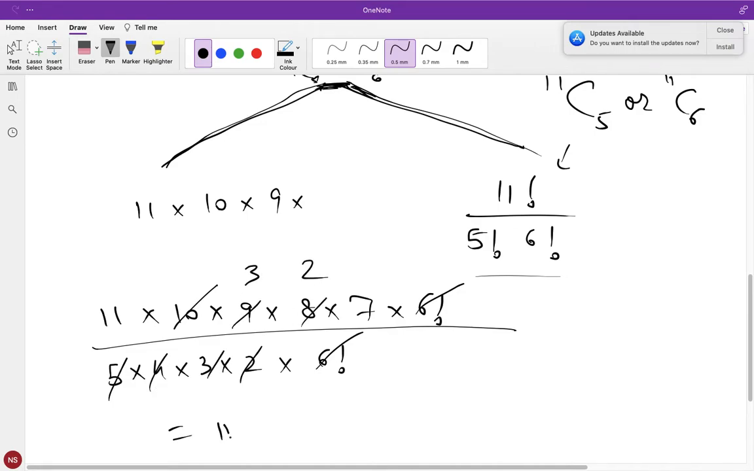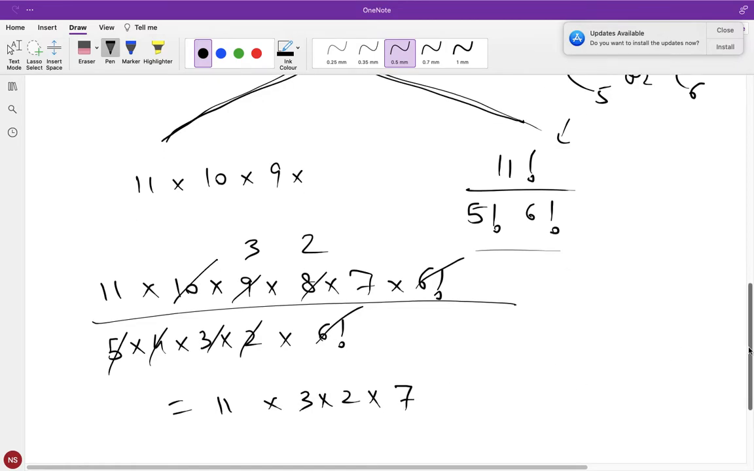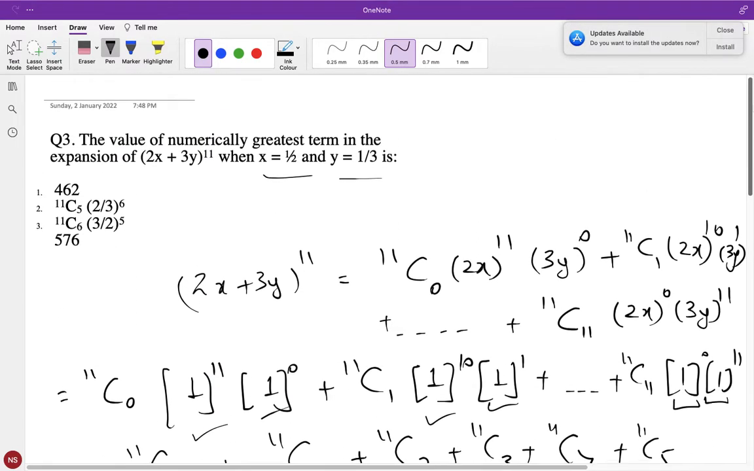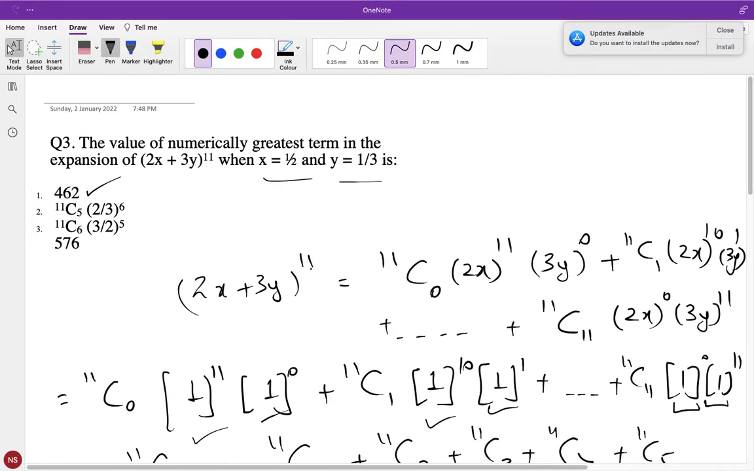So what am I left with? 11 times 3 times 2 times 7, which is what? 33 times 14. 14 times 3 is 42. 14 times 3 is 42 plus 4 is 462, right? 462. This is the correct option.